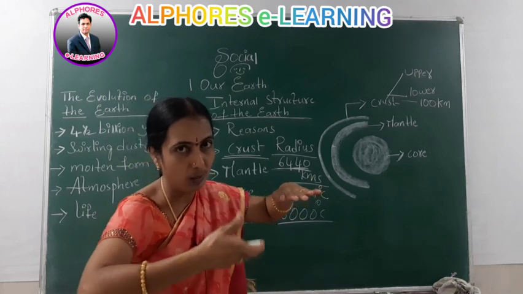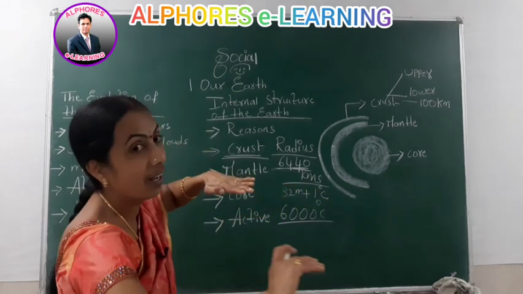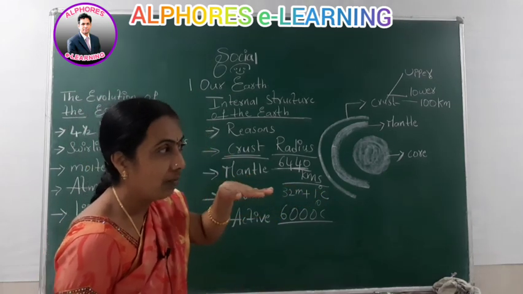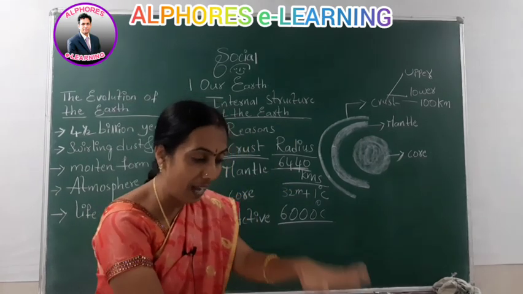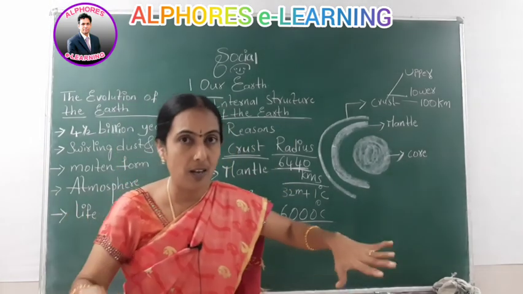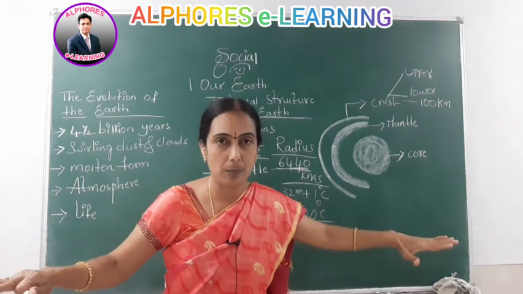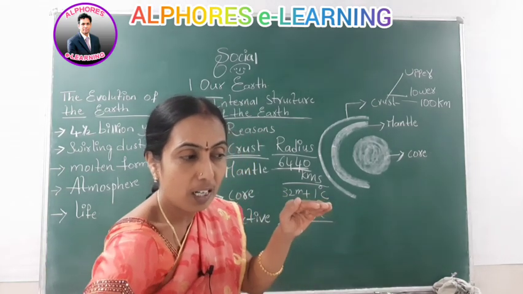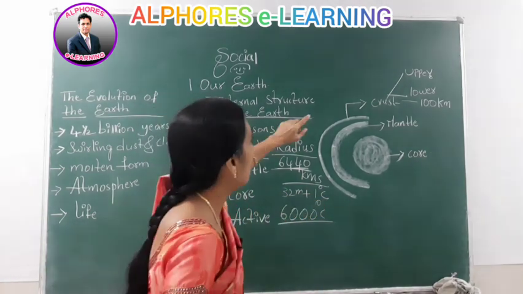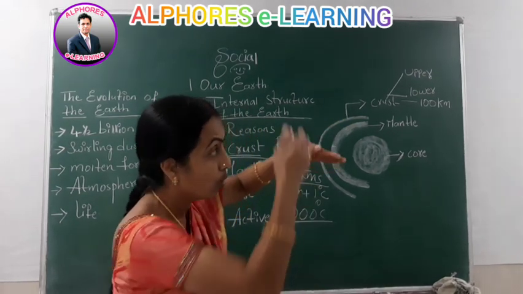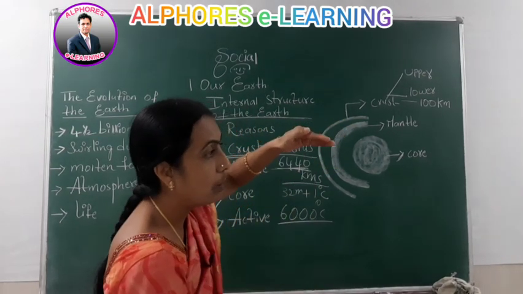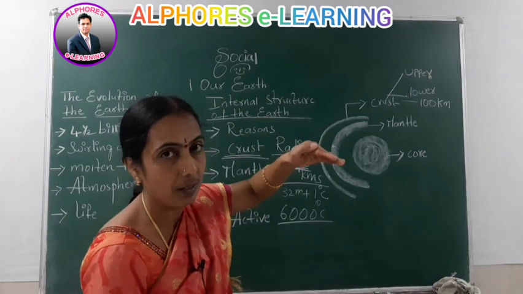The oceanic floor is the lower layer of the crust. The upper layer of the crust means the continents, the landmass on which we people are living. Whereas the oceanic floor is called the lower layer of the crust. So the total depth from top to bottom is 100 kilometers.